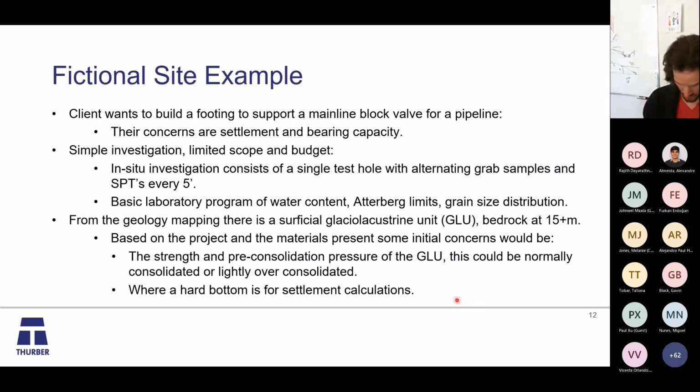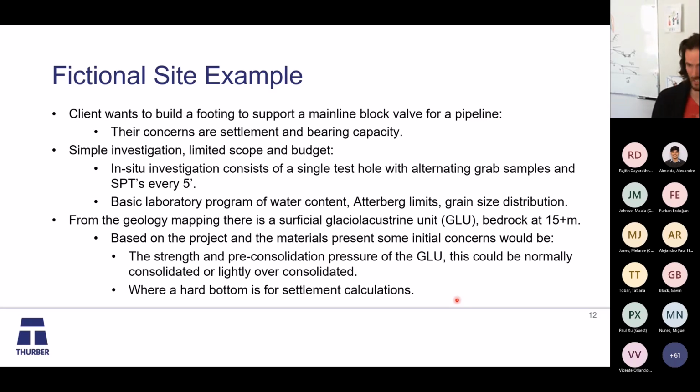So I put together this fictional, not fictional, site example to try and illustrate this point. Let's say we've got a client who wants to build a footing to support a mainline block valve for a pipeline, with concerns over settlement and bearing capacity. So we're going to build a spread footing at ground surface. That's what they're thinking about.